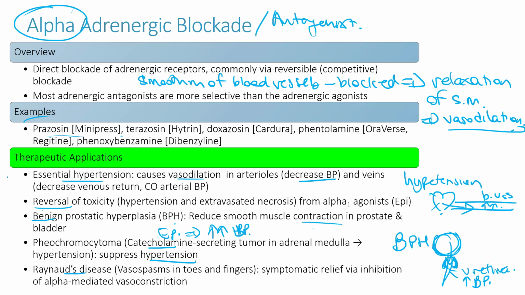Raynaud's disease is when you have the blood vessels in the toes and fingers spasming at random times. And so alpha-1 receptor blockade will actually cause vasodilation of those blood vessels in the toes and fingers and then cause symptomatic relief. All right, so it means that instead of having white fingers and toes, your fingers and toes have a normal color, and you've got the right amount of blood flowing through them. You don't have that tingling and numbness as part of Raynaud's disease.